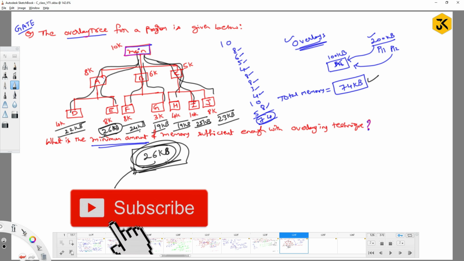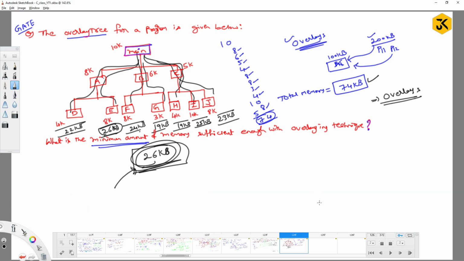Okay? So guys, if you are unable to understand this concept, just go through the earlier video on overlays, where I have taken one more example so that you can get a clear idea. I hope you understood this particular question clearly.